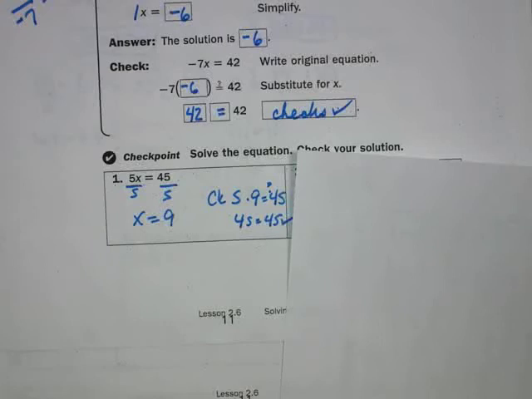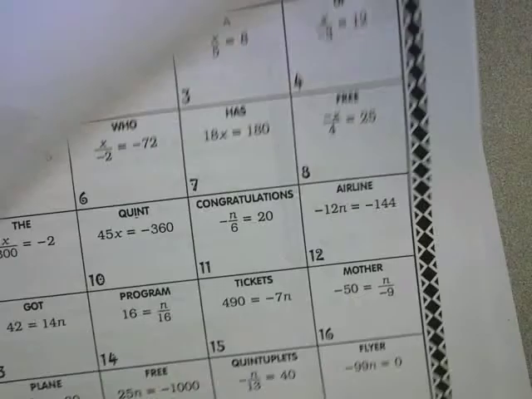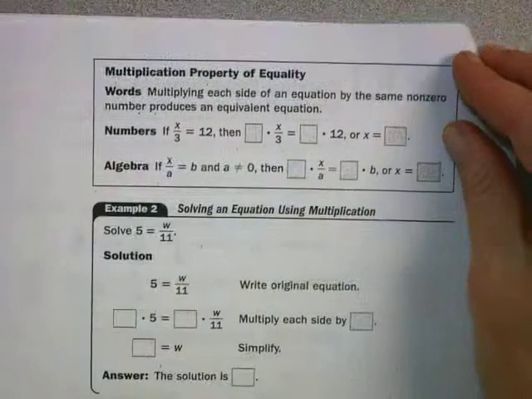All right, so here we go with number 1. It's x equals 9. It checked out. 45 equals 45. You had divided both sides by 5. And number 2, did you divide both sides by negative 8 to get y equals positive 7? And yes, that checks. Okay, so good work on that. Let's go on to the next page, which is the multiplication property of equality.